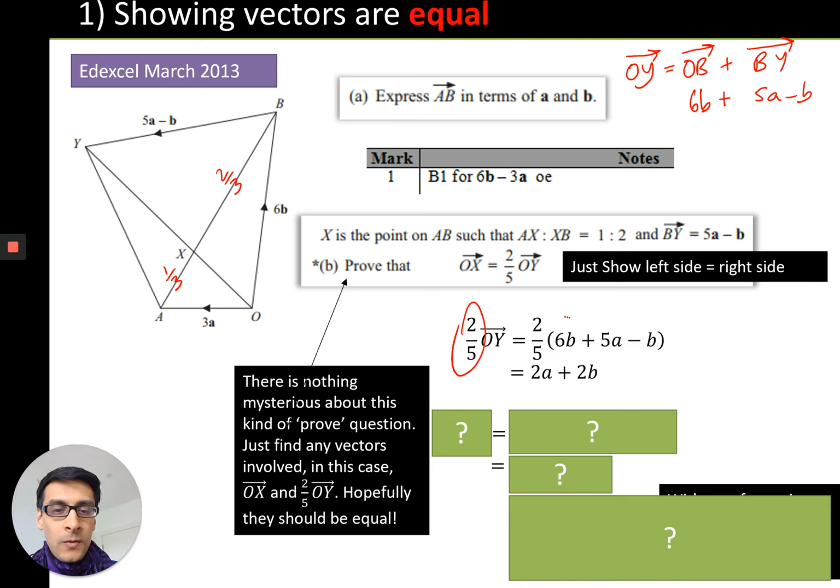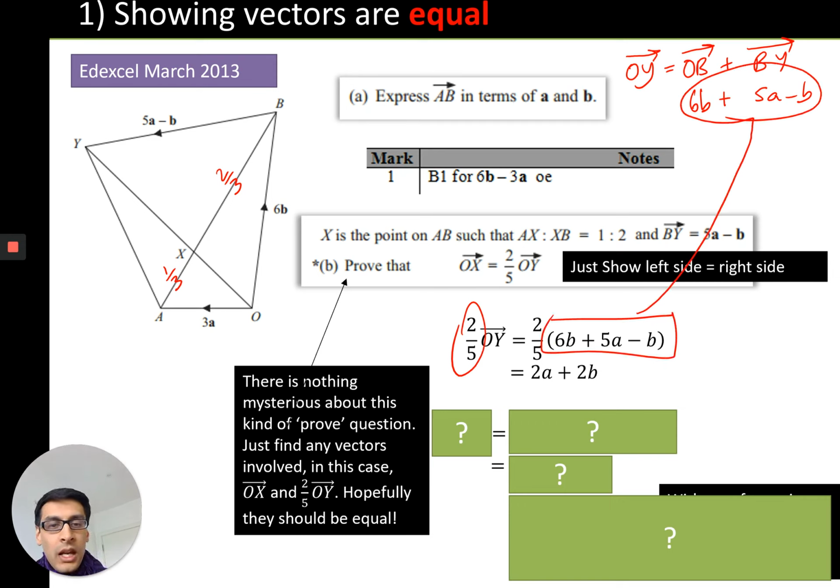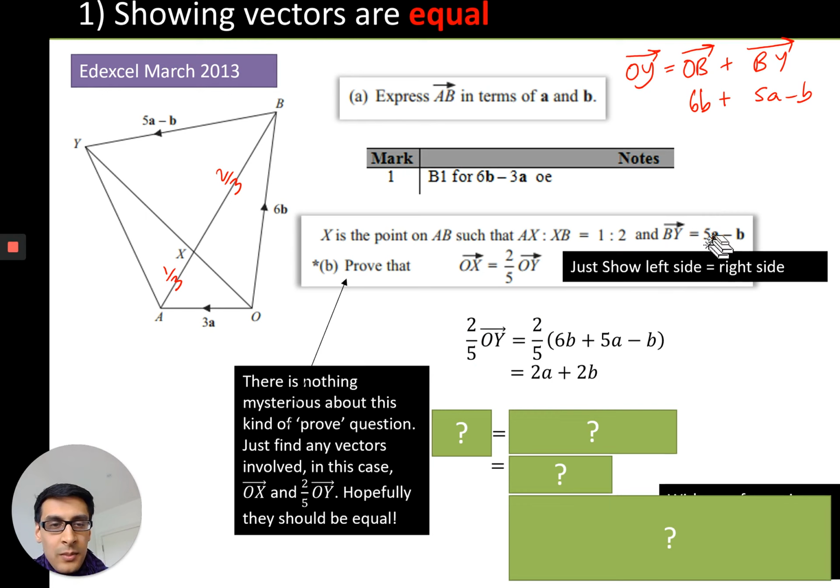2/5 of this. Now that's just the thing I've just worked out here. And then when you expand the brackets and simplify, you get your final answer. So you know that OY is 2a plus 2b. So we can label that on our diagram. It may be useful later. So OY is 2a plus 2b.